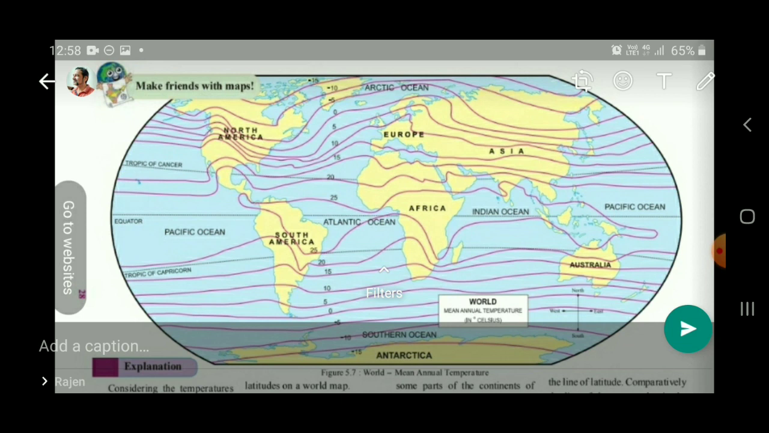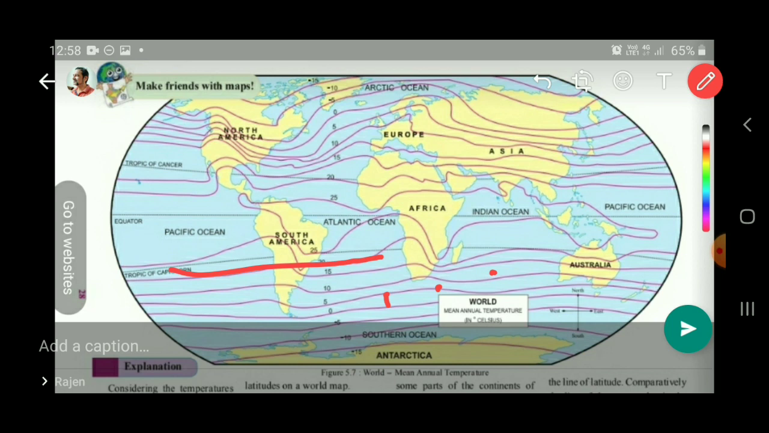As the proportion of land in the southern hemisphere is limited, temperature in this part is largely influenced by latitude. Now students, you will see that in the southern hemisphere, from the polar region, that is from South Pole to Tropic of Capricorn, all these isotherm lines that you can see, the distance between them is equal.